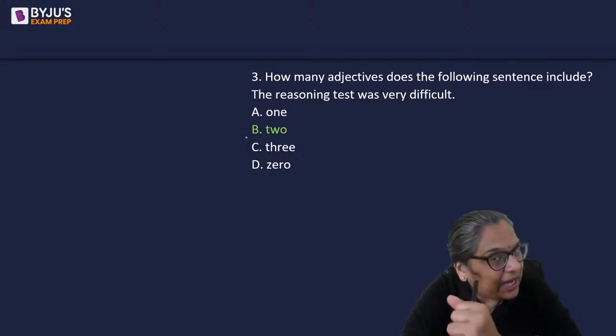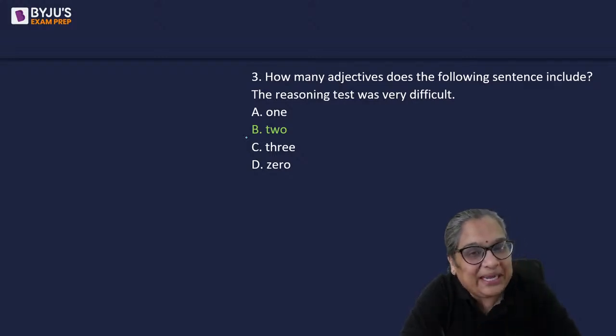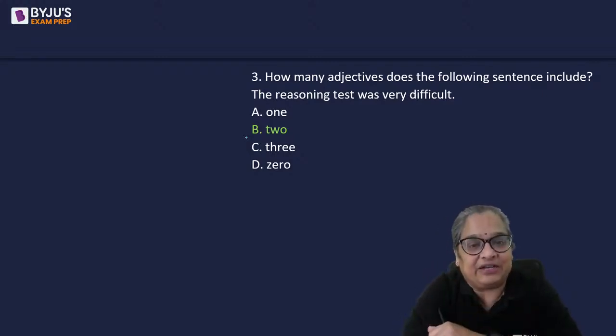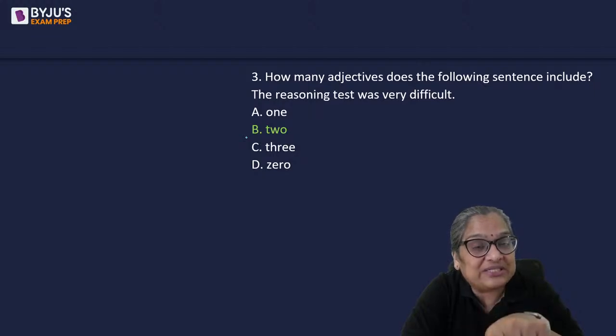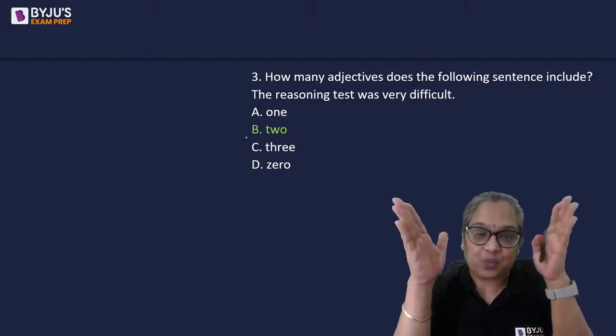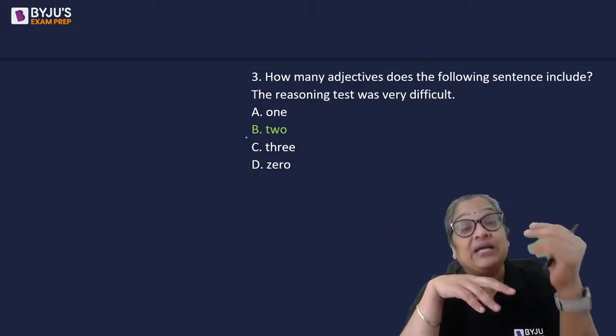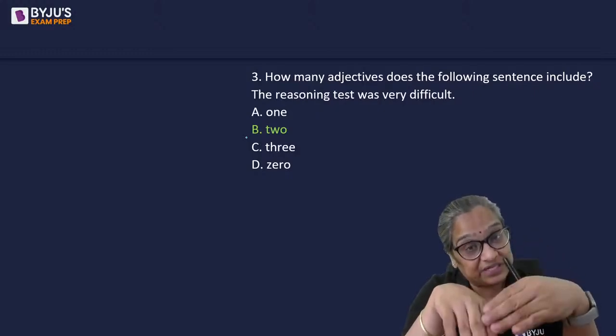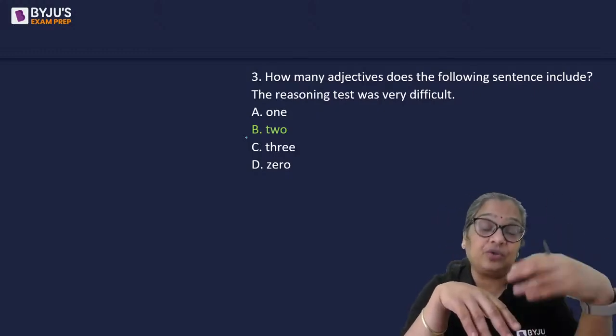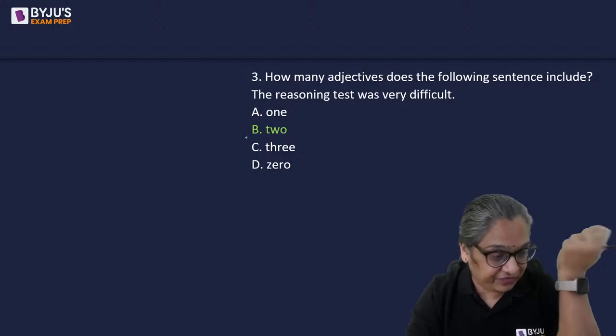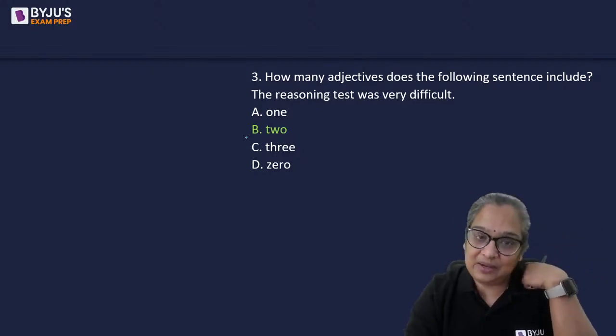So you were in a hurry. All those who marked A. Difficult is the obvious adjective. The one which is not obvious is reasoning. You don't take reasoning test as one word. There are two words. The test, it could be a test of reasoning, it could be a test of logic, it could be a test of English, it could be a test of anything. All right, got it? So there are two adjectives in this sentence.